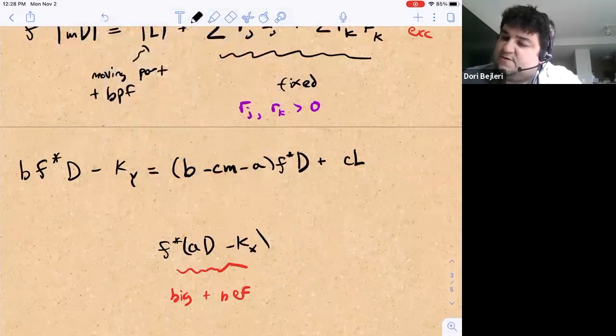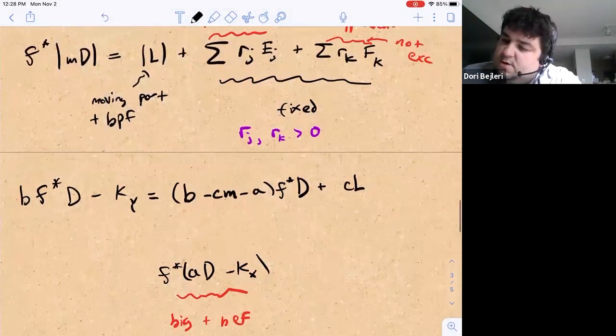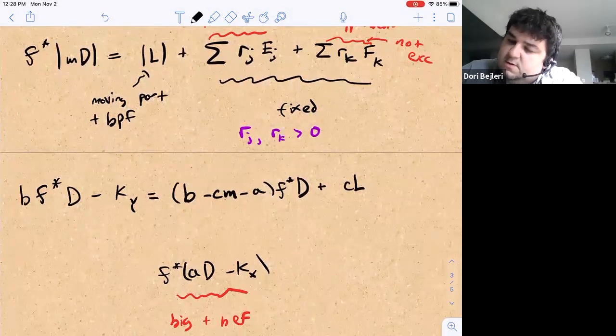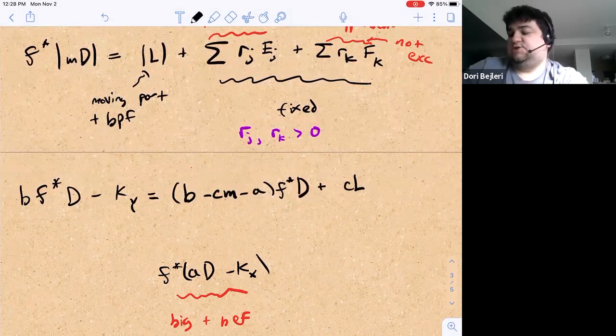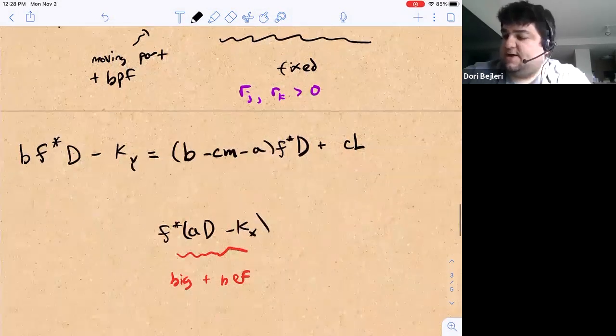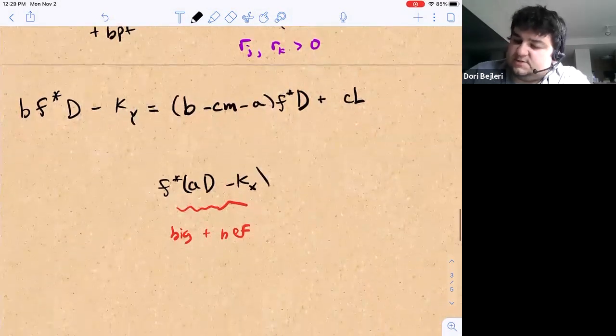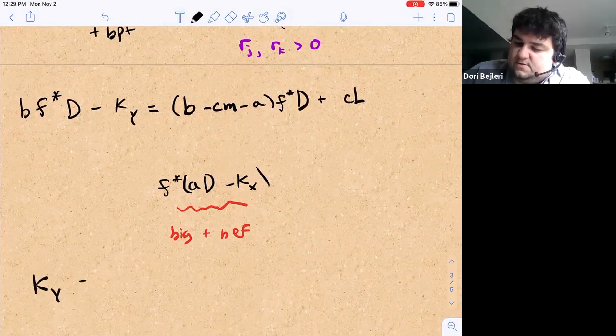Okay, so what's left over? Well, we've added L. Let me make sure I get this right. So let me do the K first, actually. So we've added F upper star KX. And what I didn't do is write down the discrepancies. So we don't have a boundary on Y, so we just have discrepancies like this.